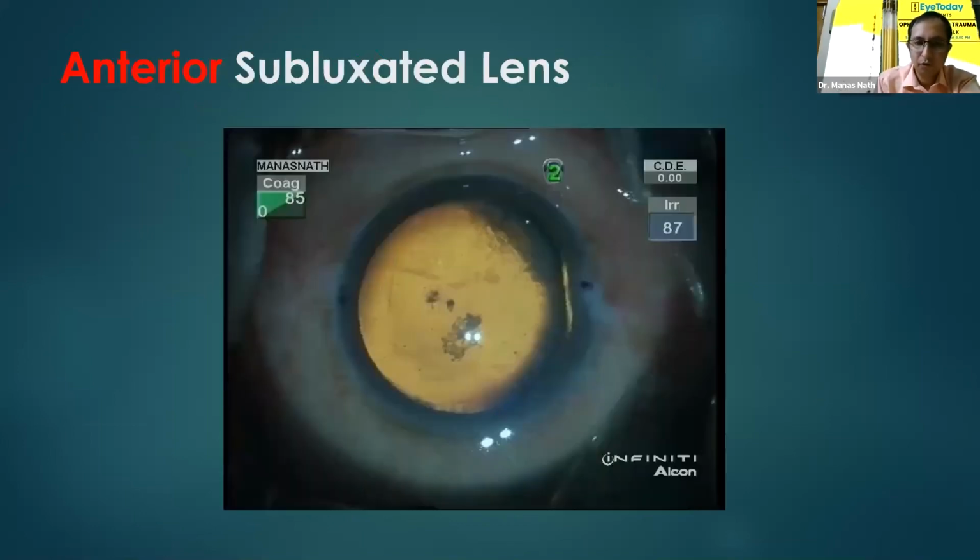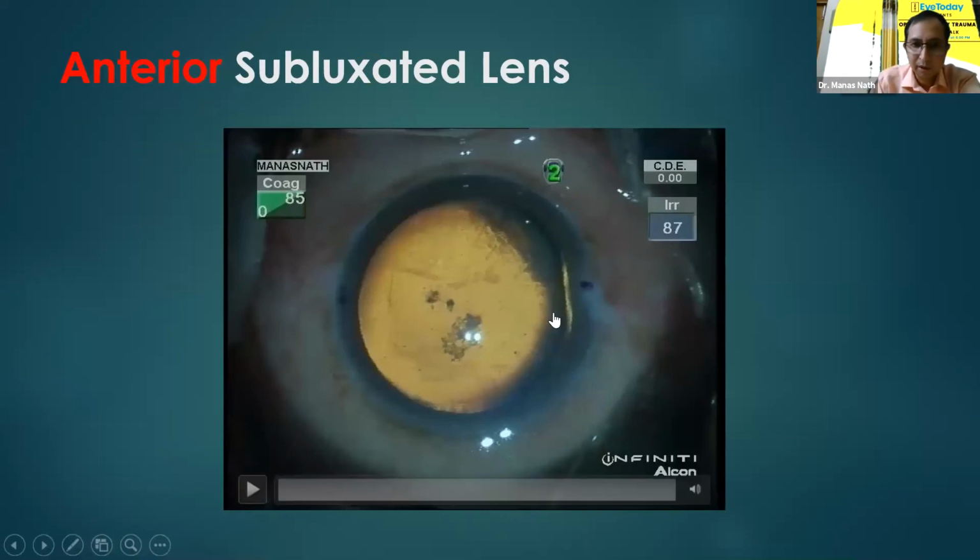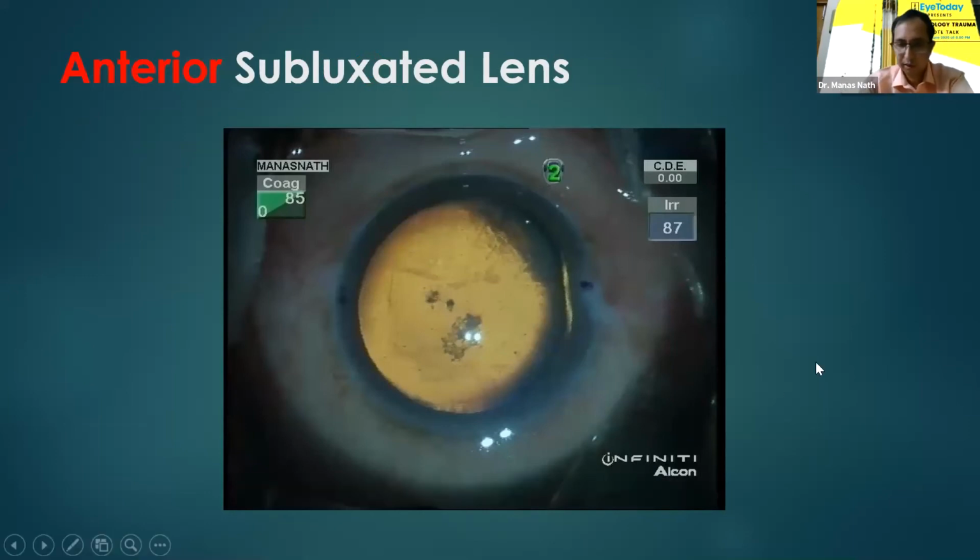So this is a case of gross subluxation, almost more than 9 clock hours, with partial subluxation of the lens in the anterior chamber as well. So my plan is to do an intracapsular cataract extraction with an SFL. I usually prefer the Gabor's technique with a little bit of modifications.